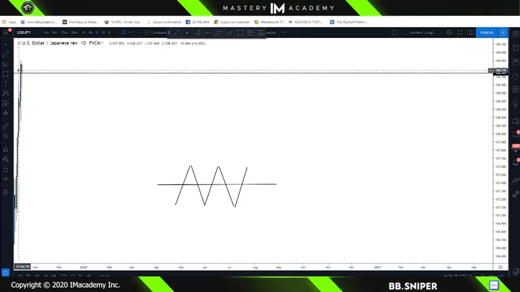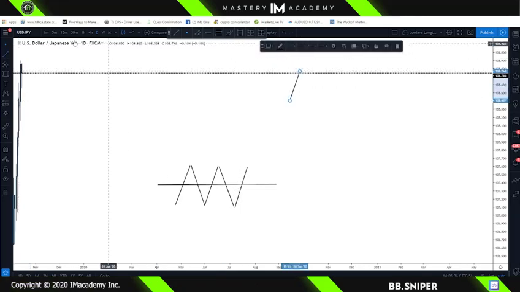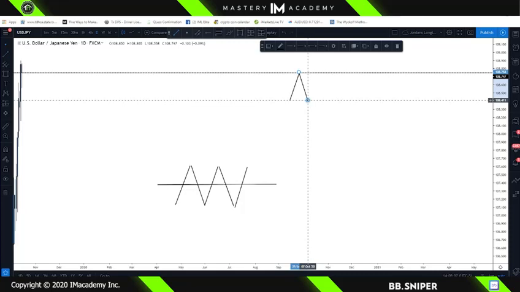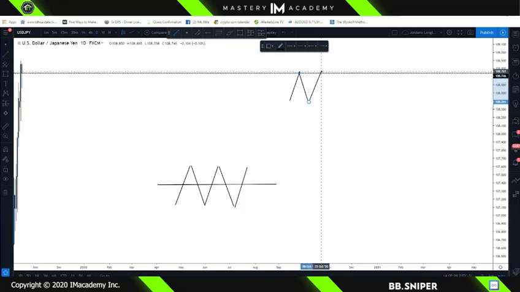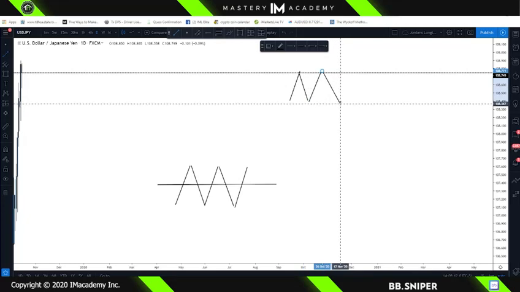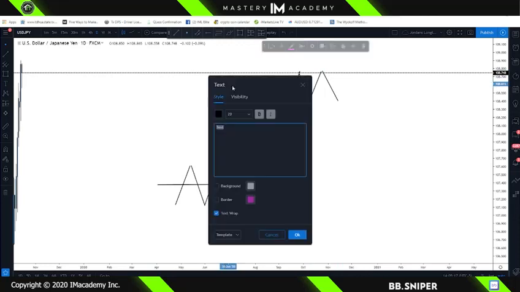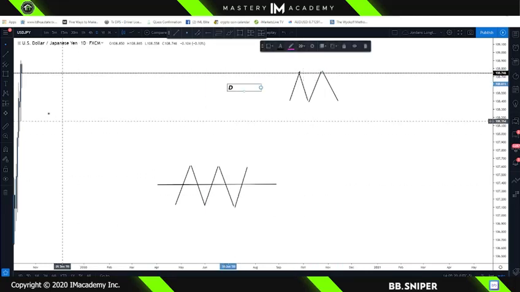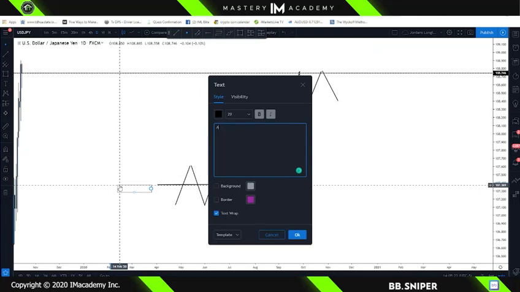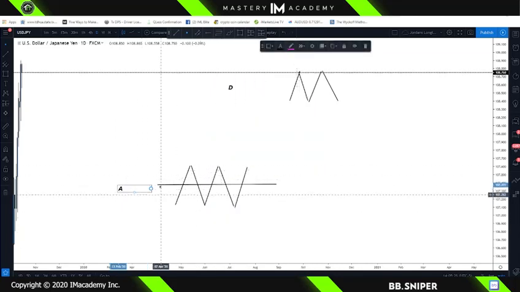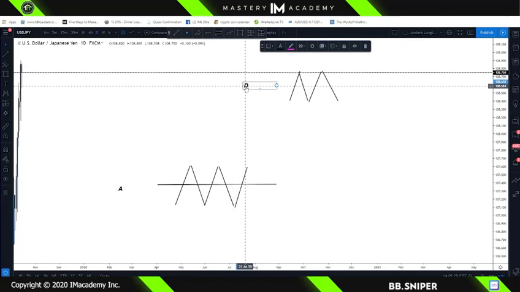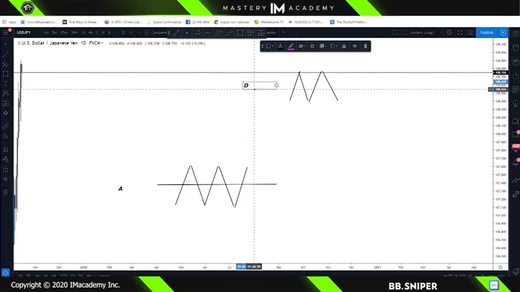Now, distribution. I'm going to mark it up here, because it's the same thing as accumulation. Distribution, or to sell. Accumulation, or to buy. Accumulation A, distribution D. These are your two important phases to play in and understand.